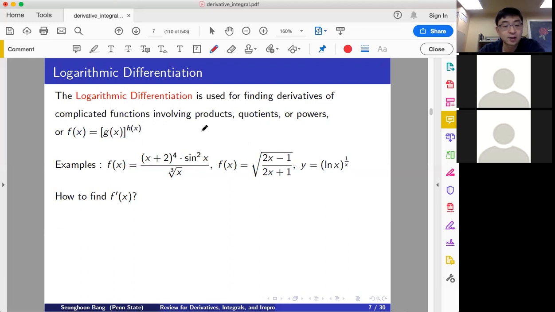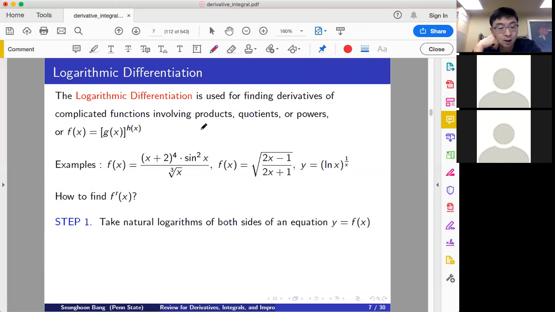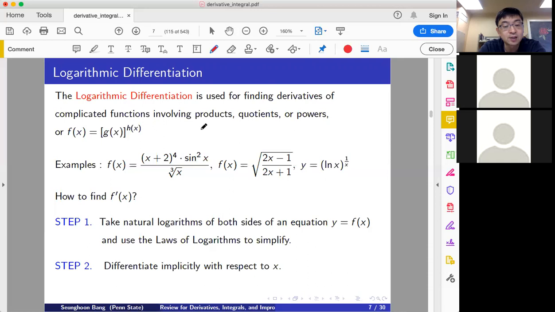We can follow 3 steps. Step 1, take natural logarithms of both sides of the equation y equals f of x and use the laws of logarithms to simplify. Step 2, differentiate implicitly with respect to x. Step 3, solve the resulting equation for y prime or f prime of x.